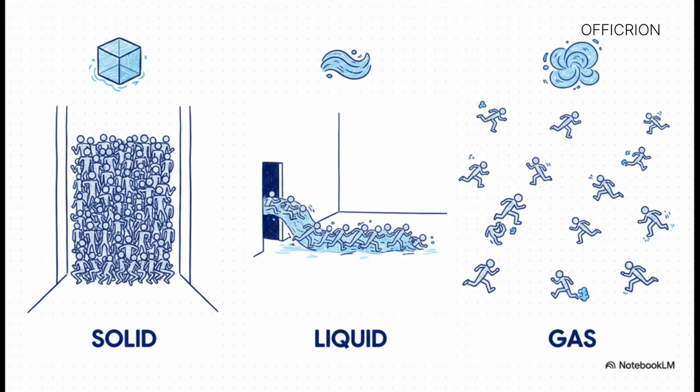A solid has a definite shape and it's rigid. Think of it like a completely packed school hallway right between classes. Everyone is just shoulder to shoulder stuck in a rigid shape. Now a liquid, that flows and takes the shape of its container. That's more like a flowing crowd of students pouring into the cafeteria. And a gas, highly compressible, with particles moving at totally random high speeds. Basically, imagine students running completely freely across a massive open gymnasium.